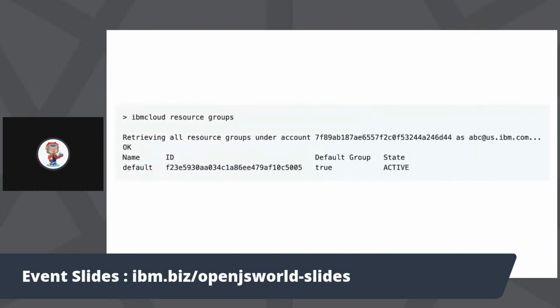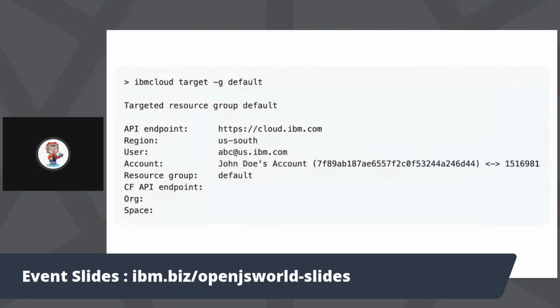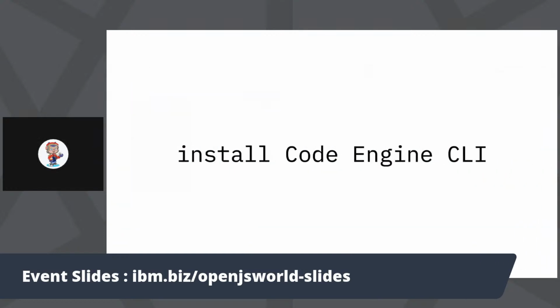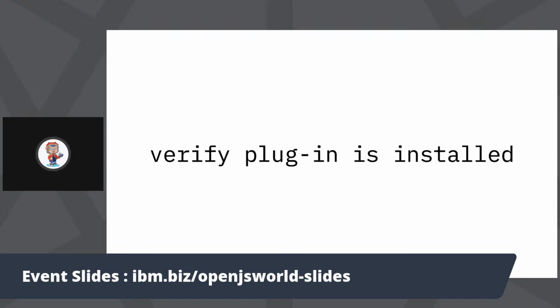You're going to assign a target resource group. So as you can see, you should only have one default. Mine is capital D default. So you can assign a target resource group with IBM Cloud target -g default. So you'll log in, assign a target resource group that we did here. So that's 1, 2, and then you'll install the CodeEngine CLI. And then that's pretty much all you need to do.